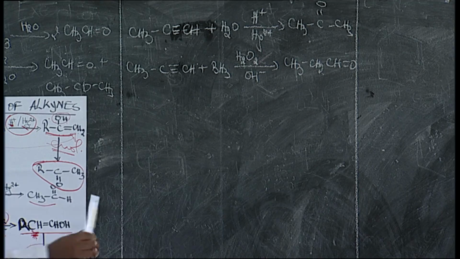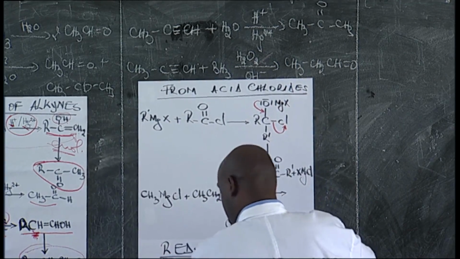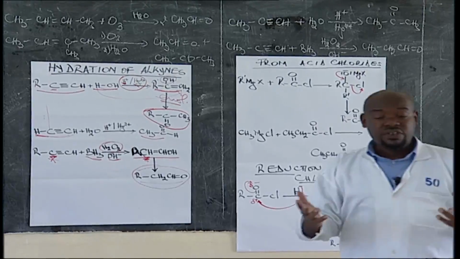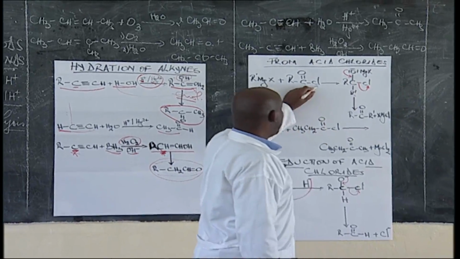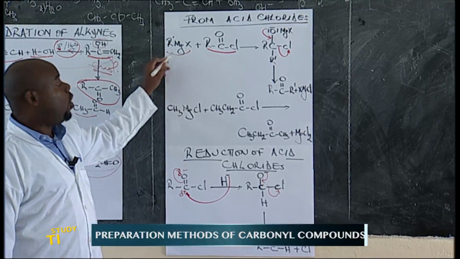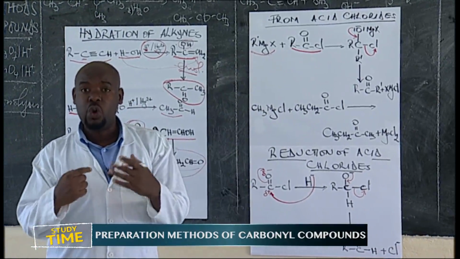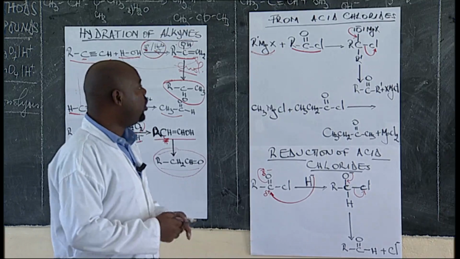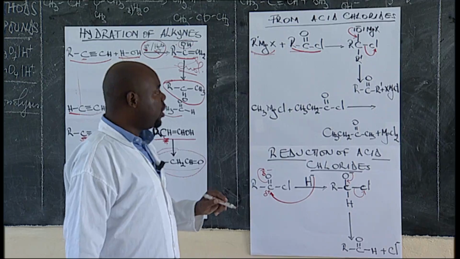2 more methods, or even 3. So we can start from compounds we call acid chlorides. Acid chlorides, they are derivatives of carboxylic acids. And when we use them, this is an acid chloride. And you know this class of compound, we call them organometallics. They are organic compounds, the alkyl halides, but which contain magnesium as a metallic element. So they are called organometallics. So the organometallic can react with an acid chloride to give us a ketone.